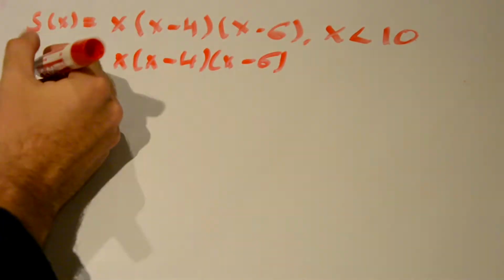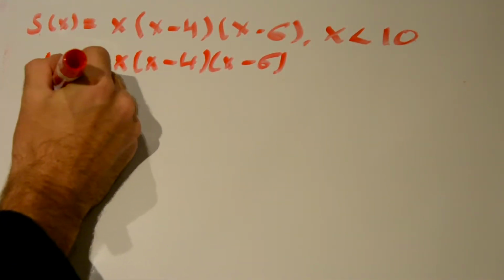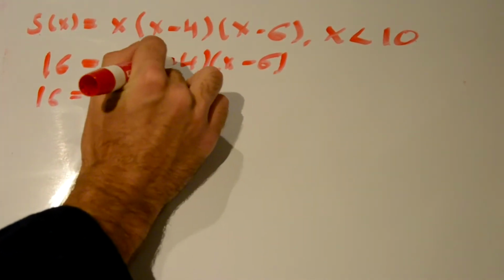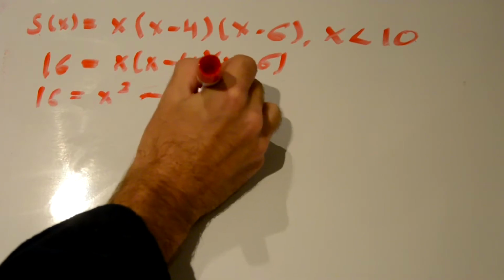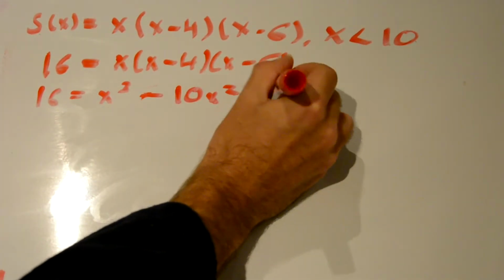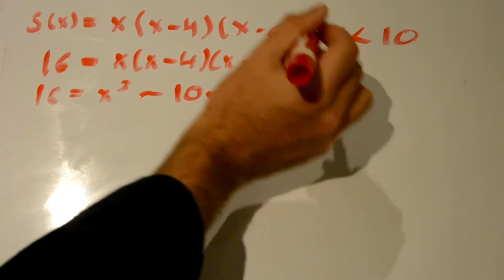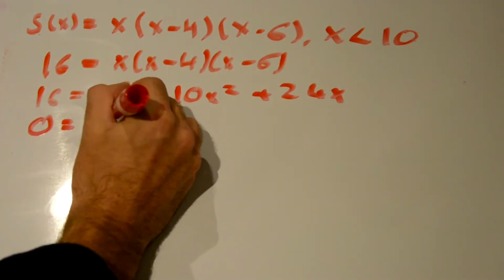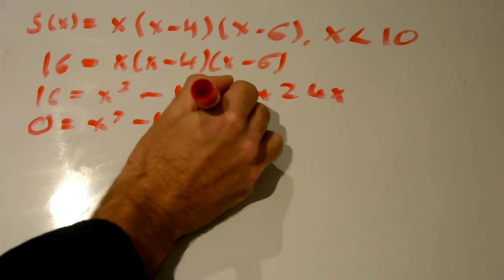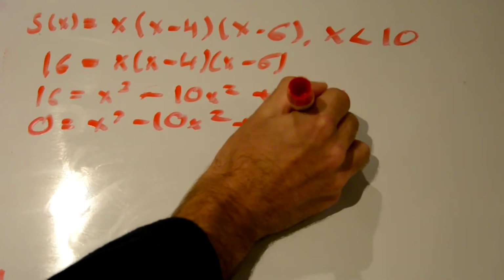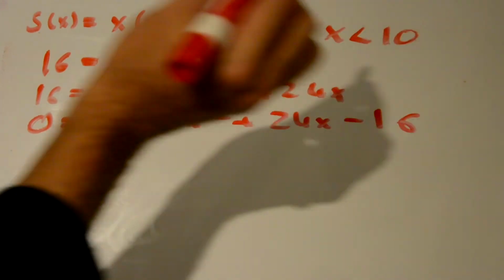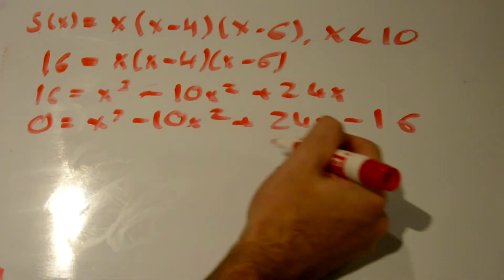And now I'll skip a few steps, but we FOIL out the right side, giving us 16 equals x cubed minus 10x squared plus 24x, and then once again bring the 16 over, giving us 0 equals x cubed minus 10x squared plus 24x minus 16, and then once again we must now find the roots of this function.